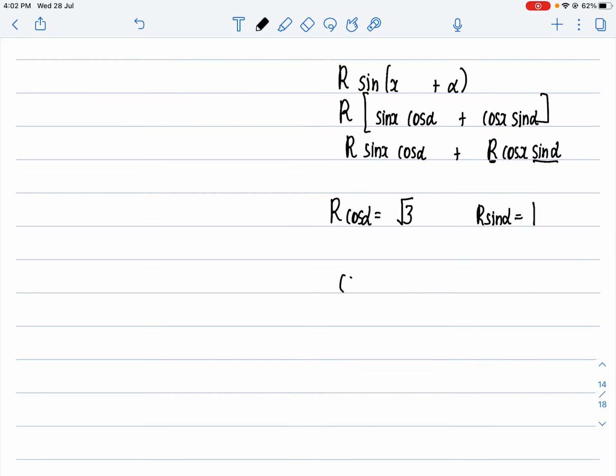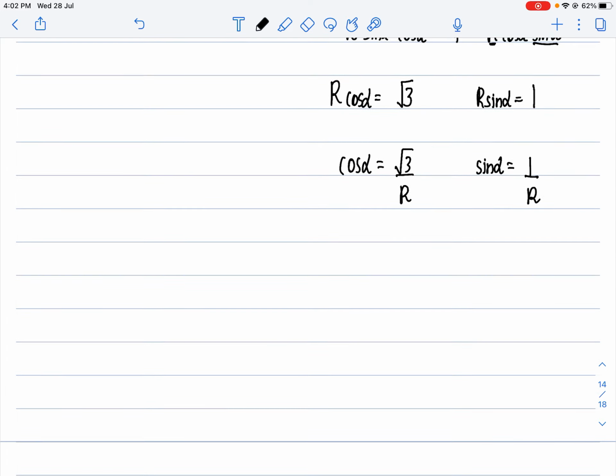So now you can write this as cos alpha equal to root 3 over r, and sine alpha equal to 1 over r, correct? This is what you get. You get two equations, one in cos, one in sine. So the next step is really important.